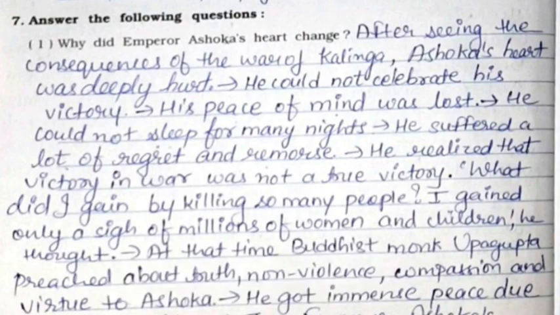First one is, why did Emperor Ashoka's heart change? After seeing the consequences of the war of Kalinga, Ashoka's heart was deeply hurt. He could not celebrate his victory. His peace of mind was lost. He could not sleep for many nights. He suffered a lot of regret and remorse. He realized that victory in war was not a true victory. What did I gain by killing so many people? I gained only a sigh of millions of women and children, he thought.